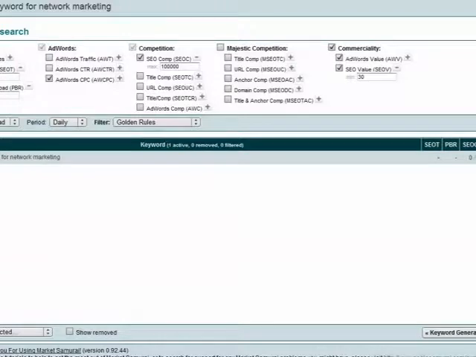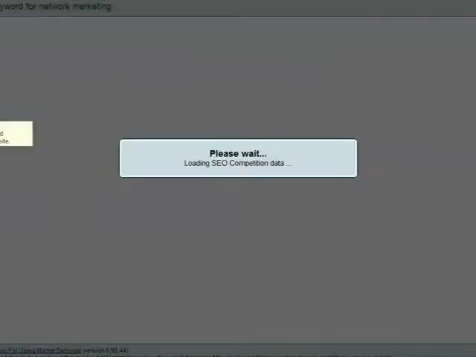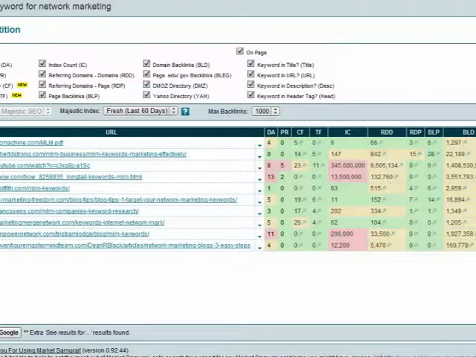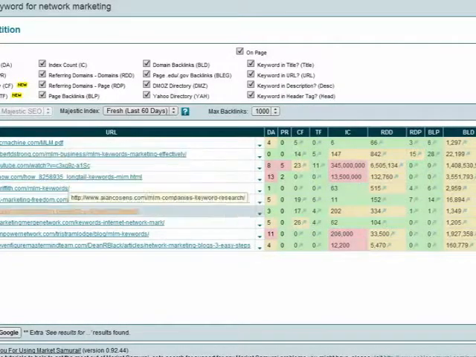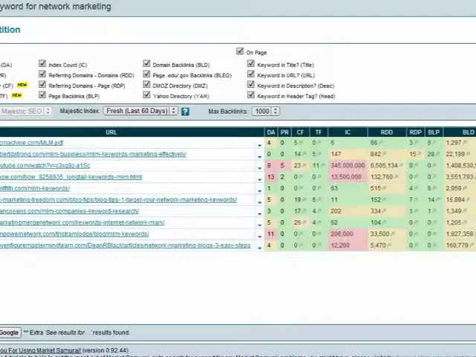So that's not really a good choice because nobody's looking for that term. But just out of curiosity, let's go look at the competition. There are sites here that are ranking for that term. The PRs are 0, 0, 5.